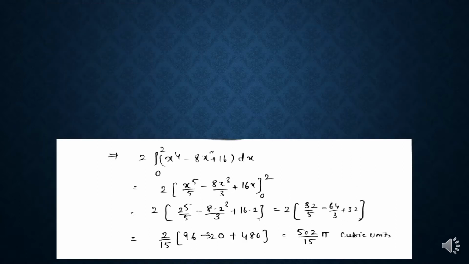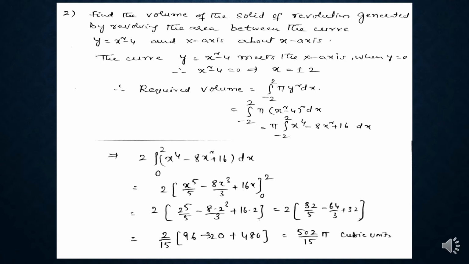Coming to the next. Find the volume of the solid of revolution generated by revolving the area between the curve y is equal to x square minus 4 and the x-axis about the x-axis. So here the given curve is y is equal to x square minus 4 and the x-axis.